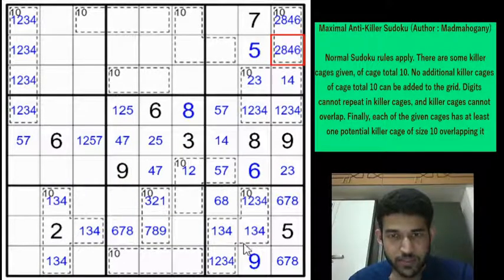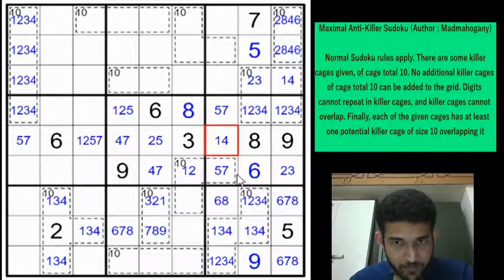Any more eliminations? In row 1, 9 can be in only this cell or this cell, which is not giving us much information. Let's come back to row 5 a little bit.